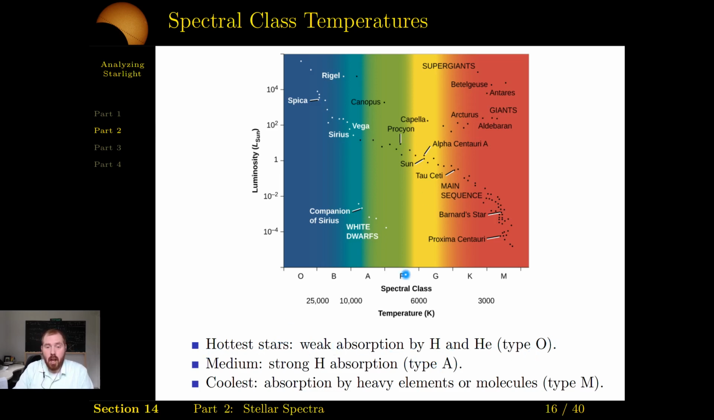Then you go into the middle, and there's our good old sun. Our medium-sized stars are going to have strong absorption in hydrogen. That's going to be closer to our type A's. And then keep going down, and you'll find your coolest stars. These have absorptions in heavy elements, and sometimes there are molecules there. So the type M stars are definitely the coolest, and they have the heavier materials in them. You're going to notice a pattern of what kind of elements are present and the temperature of the stars.